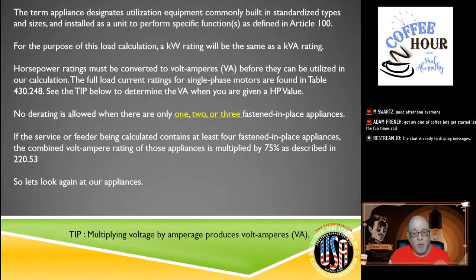Now, four or more, guess what? Four or more fastened-in-place, we're going to get to take some demands here. All right, so for service and feeders being calculated, if it contains four or more fastened-in-place appliances, the combined volt-ampere rating of those appliances can be multiplied by 75%, which is the demand factor, okay? Now, here's a little tip. Again, multiplying voltage by the amperes produces the VA, and remember, we need VA when we're doing these calculations.